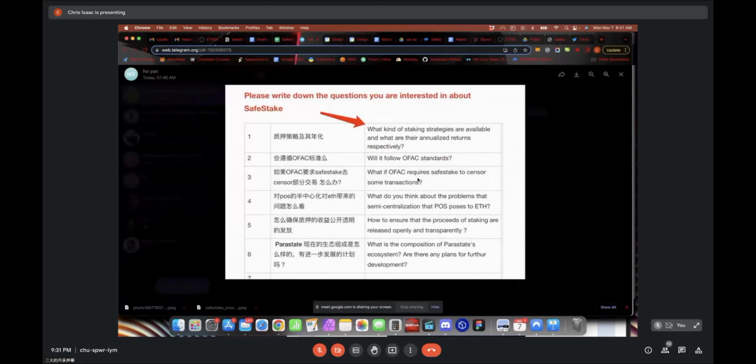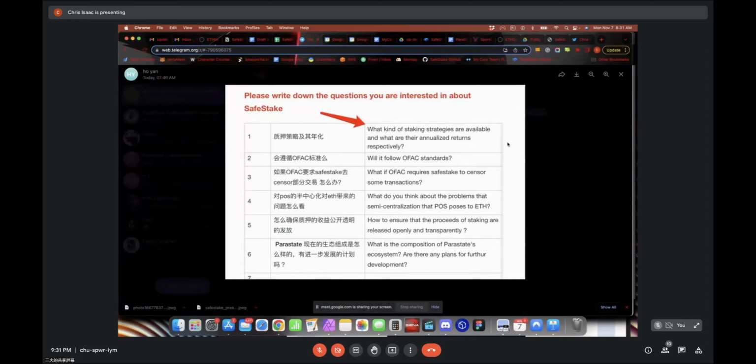Okay. So let's take a look at these. What kind of staking strategies are available, and what are their annualized returns respectively? That's kind of a big question.